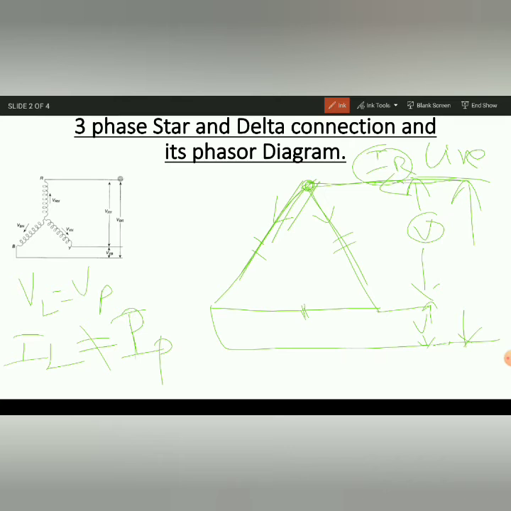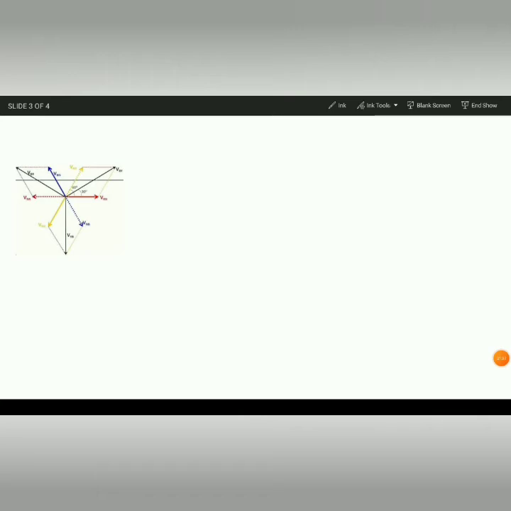The relation between voltage in the case of star, the same answer we will get in the case of delta as well. We know that in both star and delta, either voltage is not equal or current is not equal. So we have to find out the relation between them. So how to find out? Now you can see the phasor diagram mentioned here.